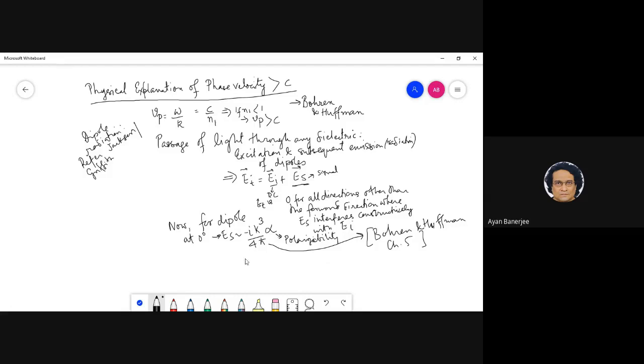So anyway, what we can write now is this one, because this is again an imaginary thing, right? It's polarizability, so it obviously has a real and an imaginary part. So what I can write is something like this.